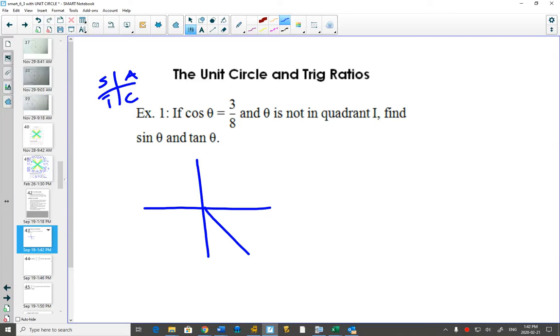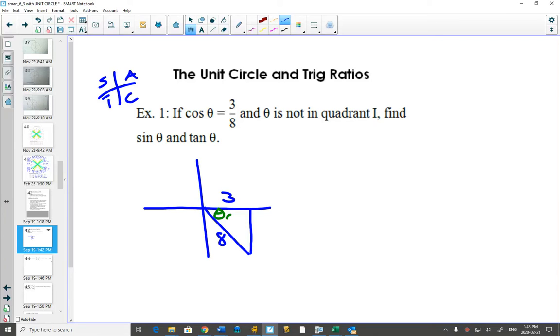So we can draw that angle in quadrant 4, draw a triangle back to the nearest x-axis, because we always want to include our reference angle. Then if cos is 3 over 8, adjacent over hypotenuse, you could label that on this triangle.